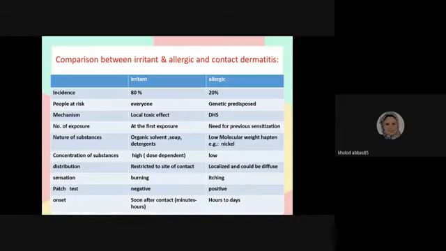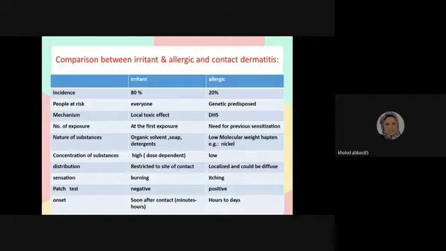This table shows the difference between irritant and allergic. We said irritant is the most common type, 80% of cases. It can occur in every person, while in allergy there is a genetic predisposition. Not all persons develop an allergy. In irritant we have direct cytotoxic damage, while in allergic we have a delayed hypersensitivity reaction. There is an immunological process. Irritant occurs at first exposure, while allergic needs previous exposure or sensitization.